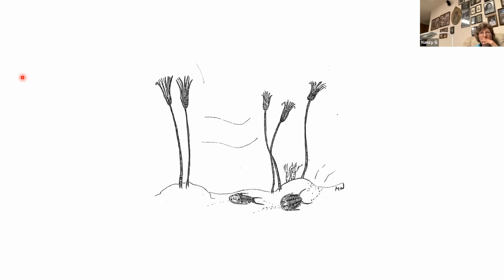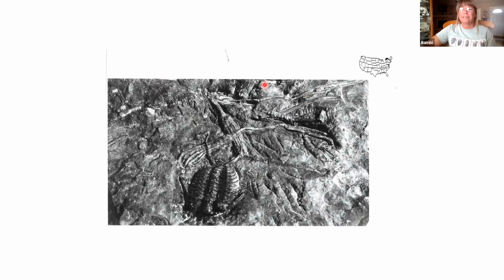Plants, many times crinoids. I have a collection of crinoid fossils. That's the stem up here of the crinoids, usually preserved. It's hard to get the plant part, but here is a fossil with the plant and the trilobite, so you know they existed there together.